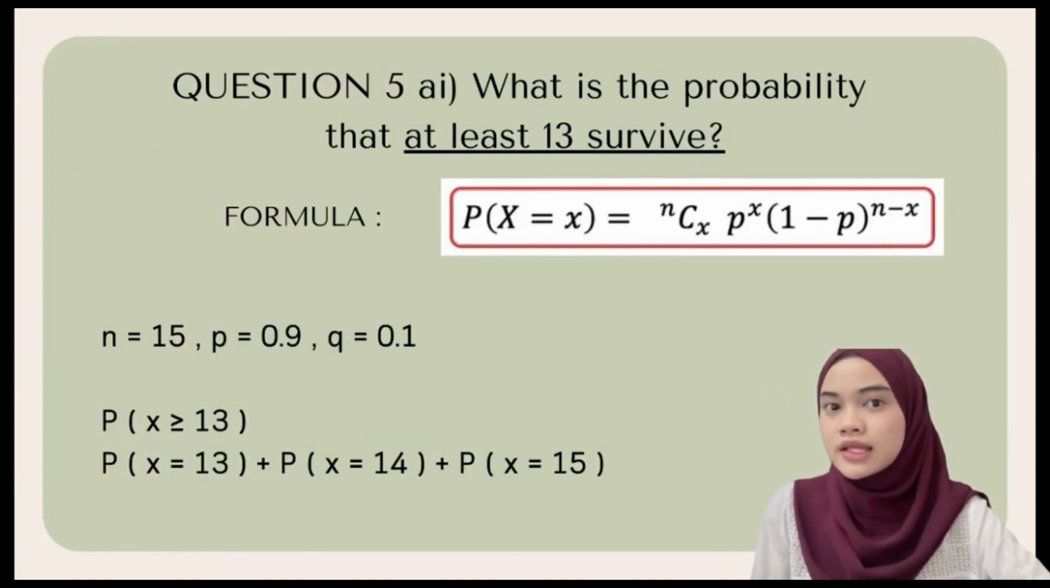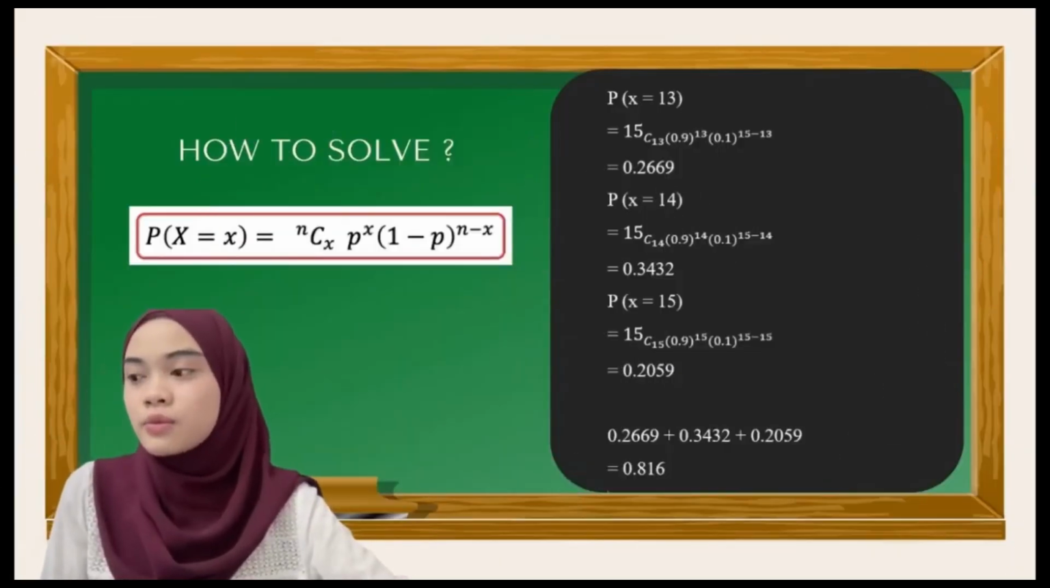Okay, now, question 5A1. What is the probability that at least 13 survive? How to solve? Based on the formula that we have learned, we will be using the formula of binomial distribution. At least 13 survive means that 13 or more survive, which is we have to find the probability of x is equal to 13 plus probability of x is equal to 14 plus probability of x is equal to 15.